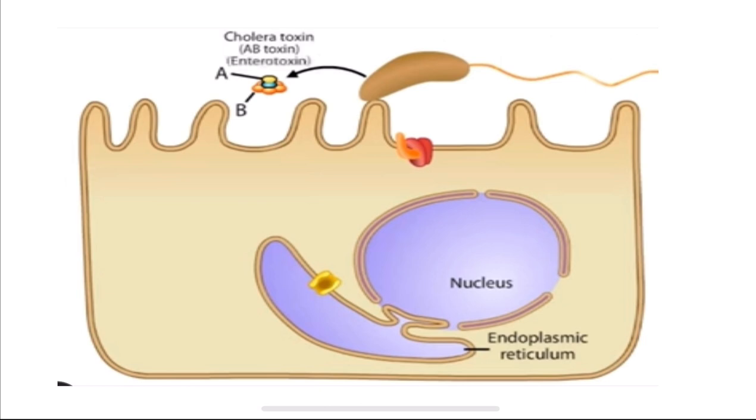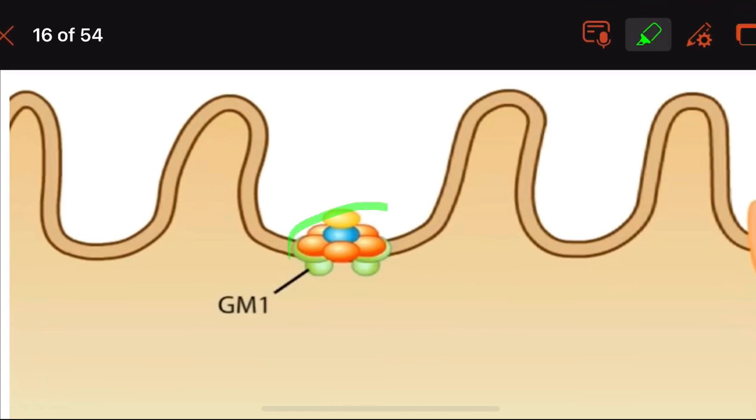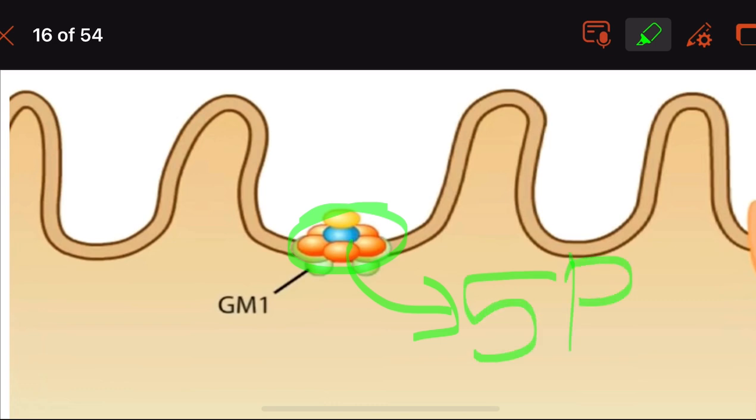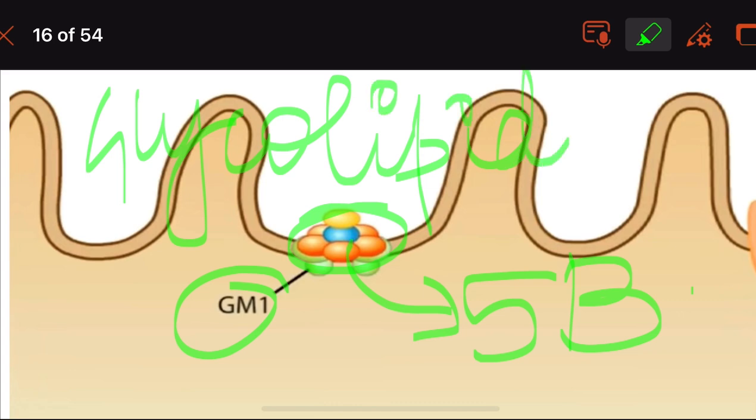Each of the 5 B subunits of the cholera toxin is going to bind to the glycolipid called ganglioside GM1. Now in the next slide you can see these 5 B subunits. The 5 B subunits are going to bind to the glycolipid, and this glycolipid is called ganglioside GM1.